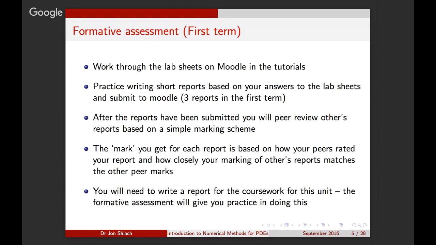So you'll write your report, and these reports are short. They're no more than 3 pages. You'll submit it to Moodle. After the submission, you'll each get 3 reports to read, and then you can grade them on various categories.